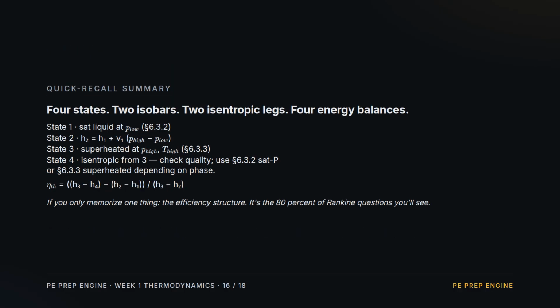Quick recall. 4 states, 2 isobars, 2 isentropic legs, 4 energy balances. State 1, saturated liquid. State 2, pump adds Vf times delta P. State 3, superheated from the table. State 4, isentropic to condenser pressure. Check quality. Efficiency is turbine minus pump work over boiler heat. That's 80% of the Rankine questions you'll see.